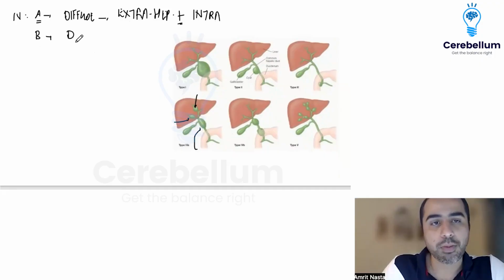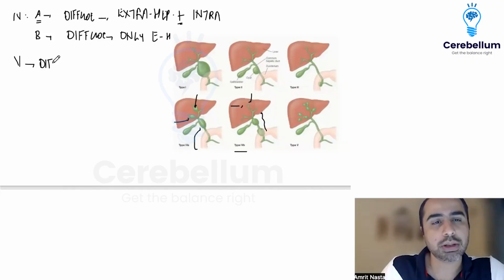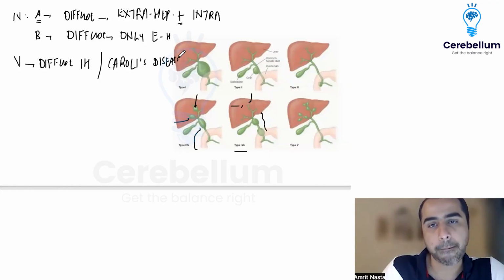In type 4B, there is diffuse dilation of only extrahepatic bile ducts. EH means extrahepatic, means only this part is dilated. Intrahepatic ducts are normal. This is going to be 4B. And in type 5, there is diffuse intrahepatic dilation. This is also called Caroli's disease. Only intrahepatic ducts are dilated.